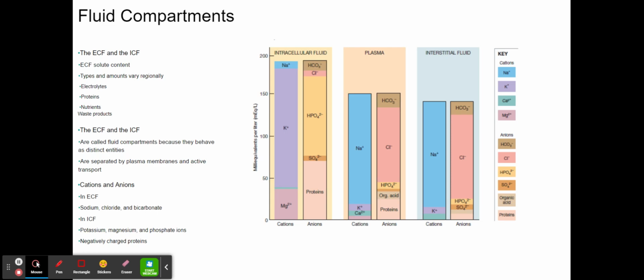Exchange between the ICF and the ECF takes place across plasma membranes by osmosis, diffusion, and carrier-mediated transport. The largest subdivisions of the ECF are the interstitial fluid of the peripheral tissues and the plasma of circulating blood. Minor components of the ECF include lymph, cerebrospinal fluid, synovial fluid, serous fluids, which are the pleural, pericardial, and peritoneal fluids, the aqueous humor, the perilymph, and the endolymph.